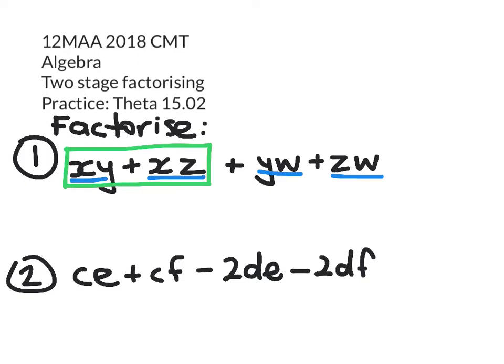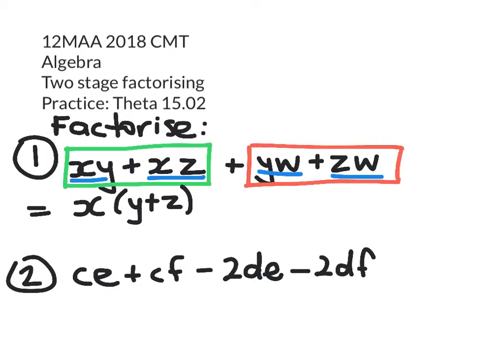So let's first look at the xy plus the xz. Well, we can take out a common factor here of x, so that's going to be x times y plus z. Now if we look at the second pair of terms, and I really should have kept that plus sign in there with me, plus yw plus zw, I've got a common factor there of w. So we're going to take that out and we get plus w times y plus z.